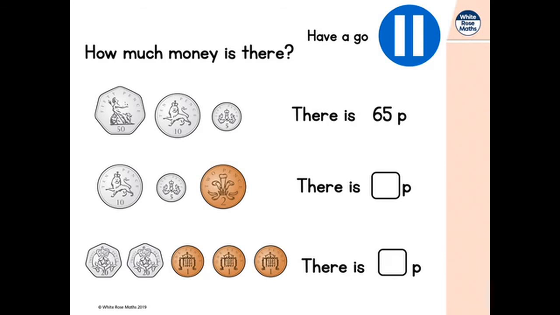10p, 5p, and 2p. Well, that means that there is 17p. And finally, we have 5 coins. 2 of them are 20p, 3 of them are 1p. What's the total? Were you thinking 43p? Well done. And I'm just curious, did you notice that when we count up coins, we often start with the one that's the biggest or with the greatest value, and then count on from there?